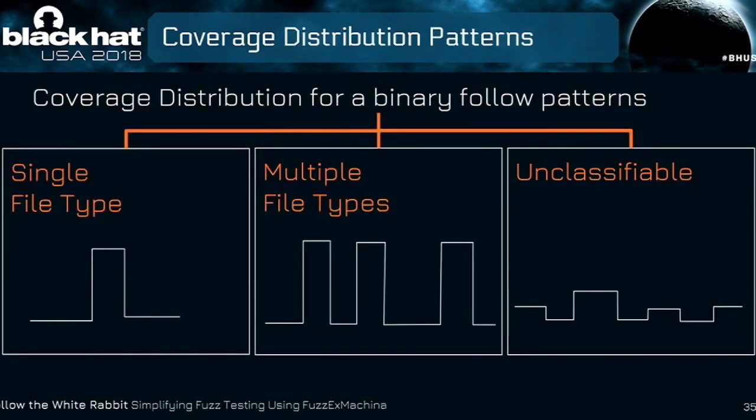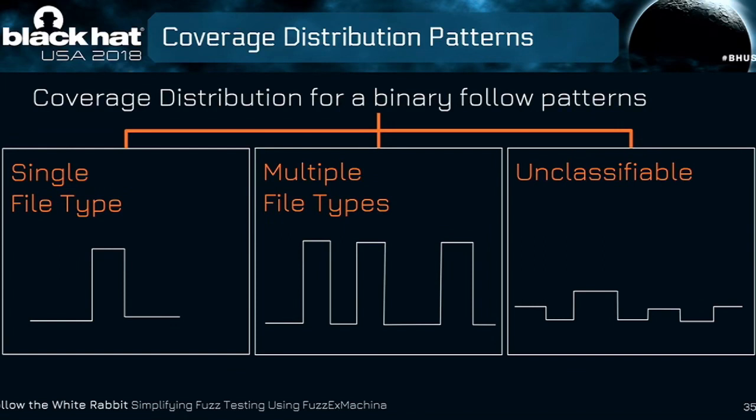While we were developing FuzzExM, we identified three sort of stereotypical coverage patterns. One is where the binary processes a single file type. That's the one on the left, where you just have one peak. So it's pretty obvious that we have one right file type. Then there's another more or less obvious case where the binary processes multiple file types, and we just have multiple peaks. So that would be the case for an image parser, which can parse JPEG as well as PNG files.